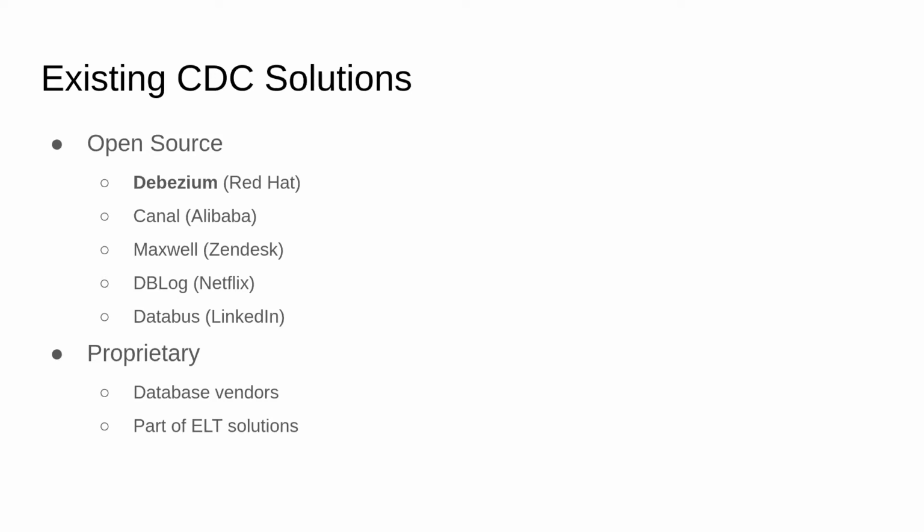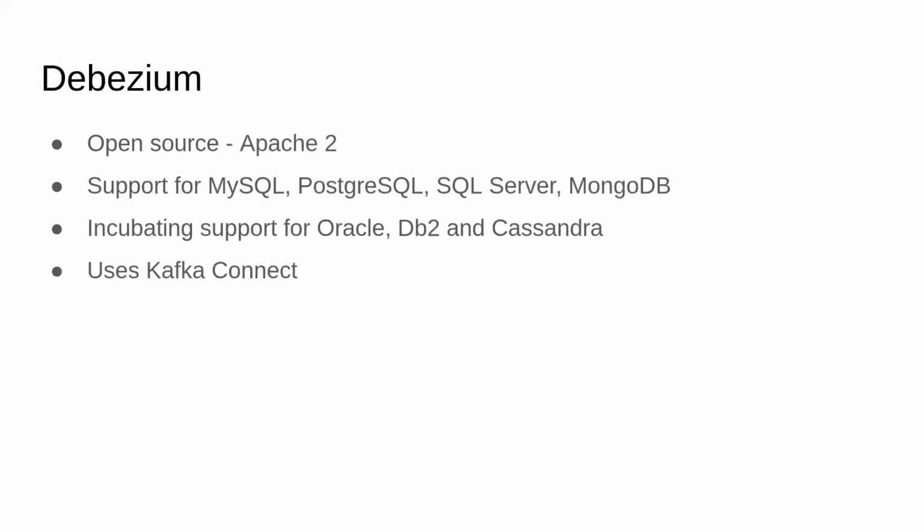One notable exception is Debezium, which is developed by Red Hat. This is an open source library under the Apache 2 license, and it supports MySQL, PostgreSQL, SQL Server, and MongoDB. And there is incubating support for Oracle, DB2, and Cassandra. So this supports the widest range of databases from the open source tools. And it integrates with Kafka and Kafka Connect.